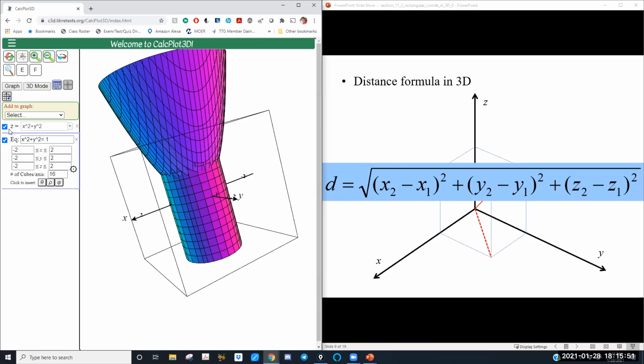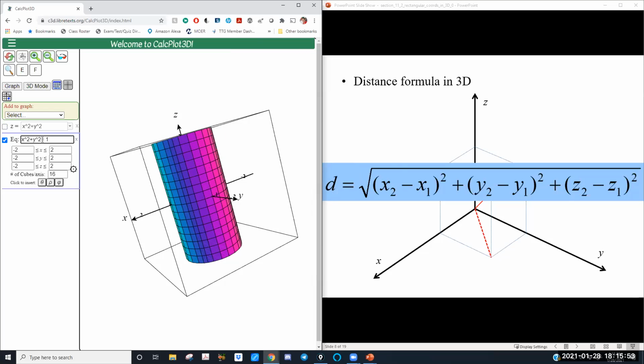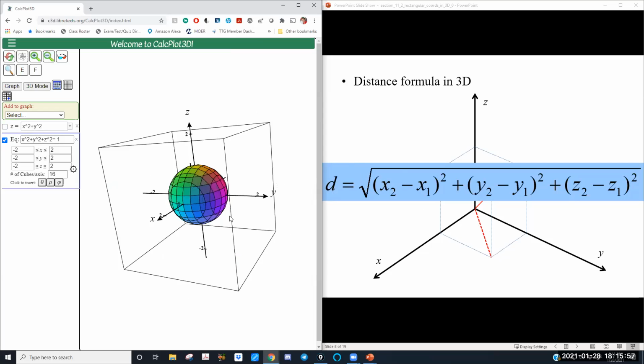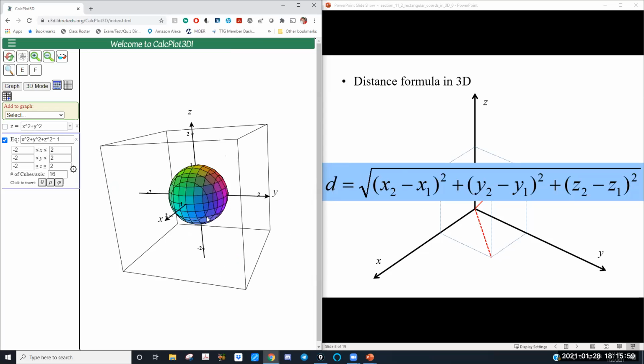So let's turn off the cylinder. If I add in the z, there's our sphere of radius 1.